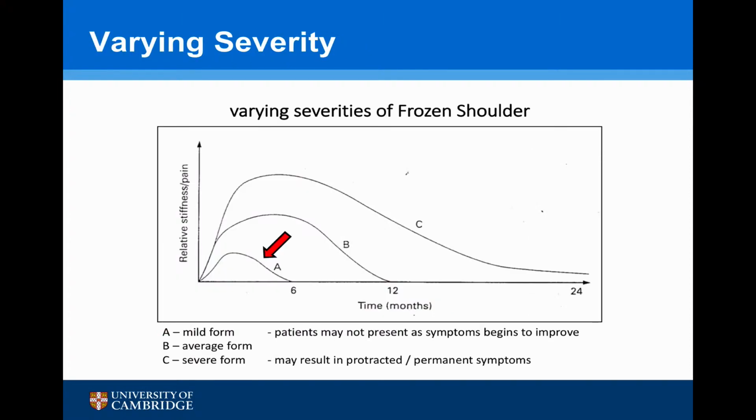The varying severities of a frozen shoulder. In some cases, this only lasts a few months, and by the time the patient feels that his shoulder is bad enough to see the doctor, it's beginning to recover. A classic frozen shoulder lasts for about 18 months, each phase lasting about 6 months. In the most severe versions, this can last for far longer, and the recovery of the range may not fully occur.